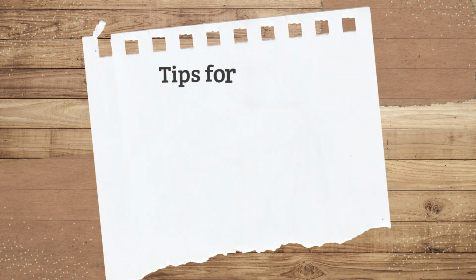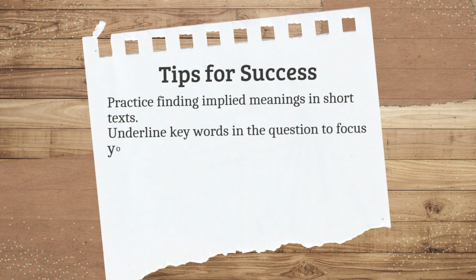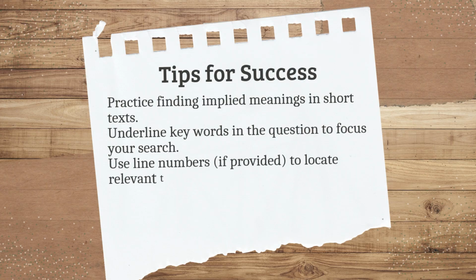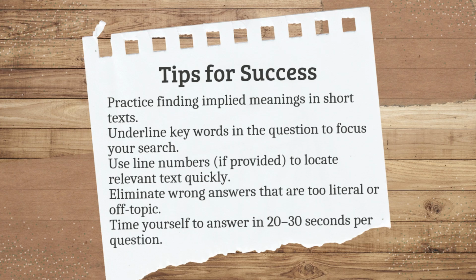To end this course, here are some important tips for success to help you master these question types. First, practice finding implied meanings regularly in short texts. This trains your brain to read between the lines. Second, underline key words in the question to focus your search on the exact information needed. Third, use line numbers if they are provided in the question. This helps you locate the relevant text very quickly. Fourth, eliminate wrong answers that are too literal, too general, or simply off-topic. Often, one or two options will be clearly incorrect. And finally, time yourself. Aim to answer these questions in about 20 to 30 seconds each, as this is a good pace for the TOEFL test.